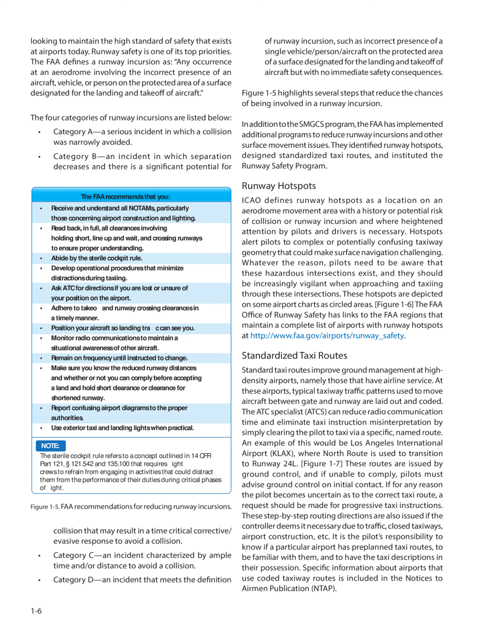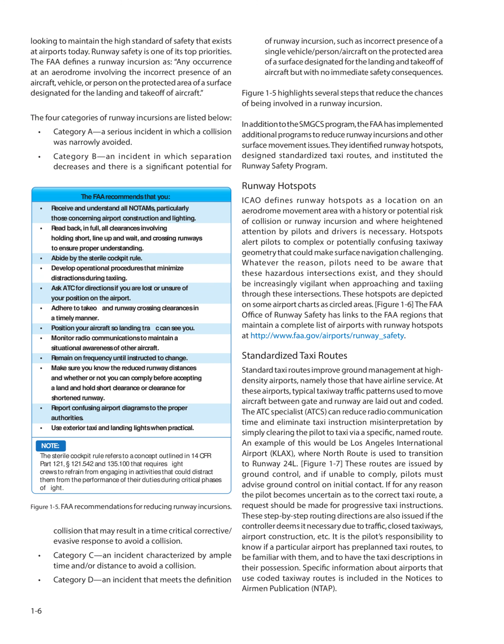The FAA defines a runway incursion as any occurrence at an aerodrome involving the incorrect presence of an aircraft, vehicle, or person on the protected area of a surface designated for the landing and takeoff of aircraft. The 4 categories of runway incursions are listed below.